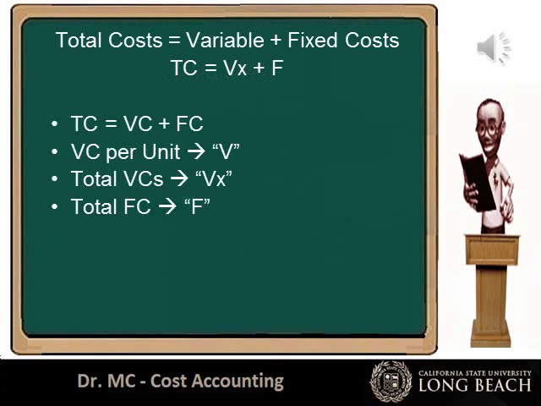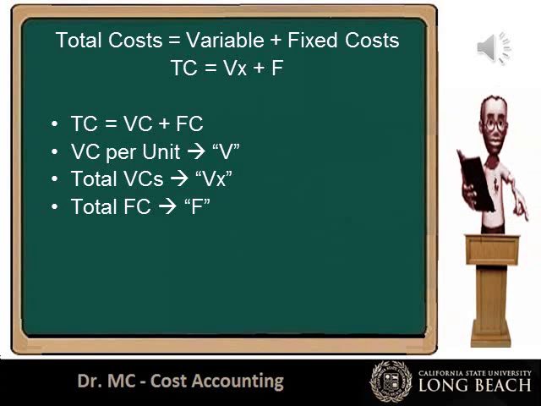We now want to create an equation for total costs. We know that total costs are equal to a firm's variable costs plus its fixed costs. Variable costs are driven by the number of units produced, or some other cost driver. Total variable cost is made up of two components.